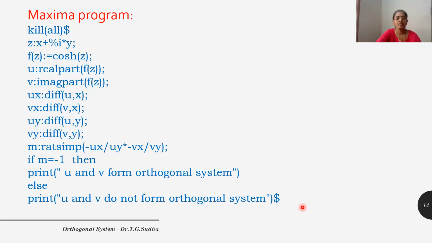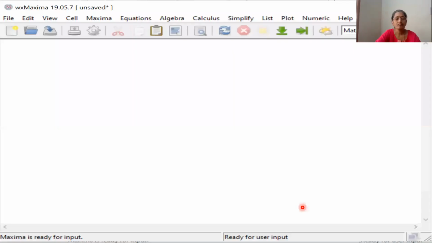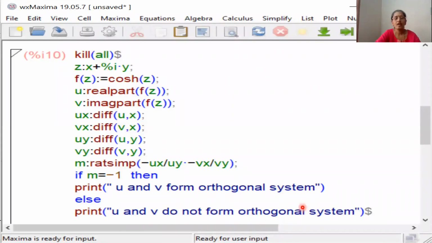Let us go to the Maxima window now. Copy the command. So this is the command. So here we have entered z, the extra line, when compared to the first example. And f of z is changed to cos hyperbolic z. Now let us execute using shift enter.